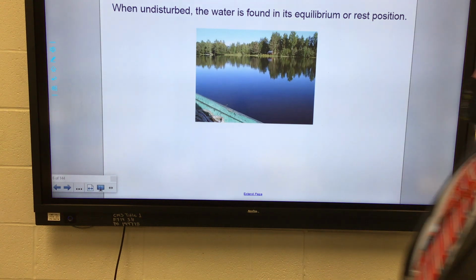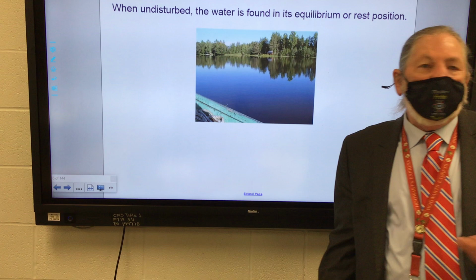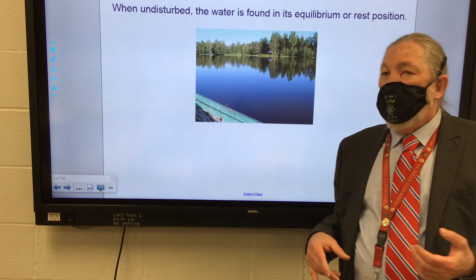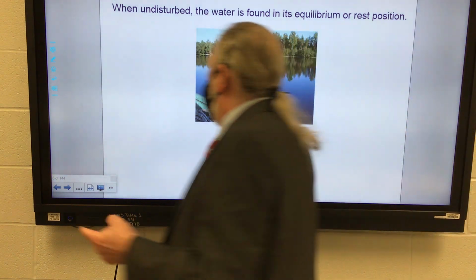Okay, so when undisturbed, water is found in its equilibrium, and equilibrium is a term you see quite often in science, and it basically means equal. It also means at rest, not doing anything.